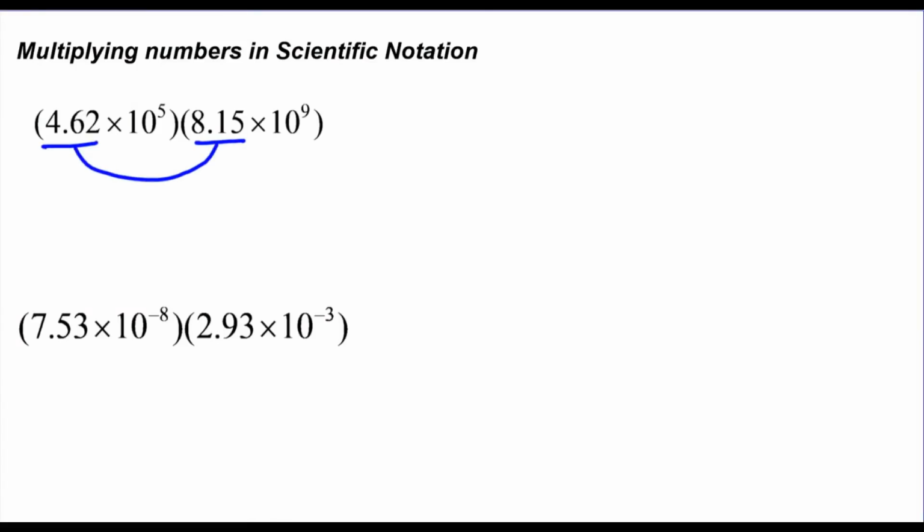And when you do that, you get 37.653. And then I'm going to use my product of powers property on the powers of 10. 10 to the 5th times 10 to the 9th is 10 to the 14th. I add the exponents together. This is not scientific notation, so I'm going to have to adjust.